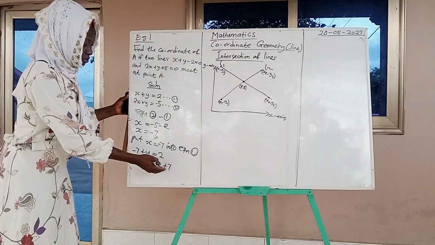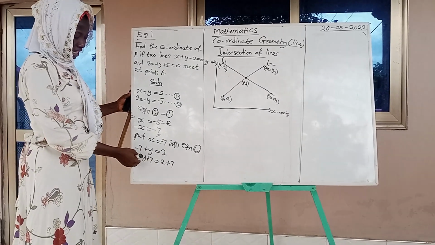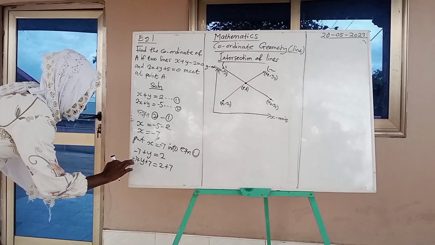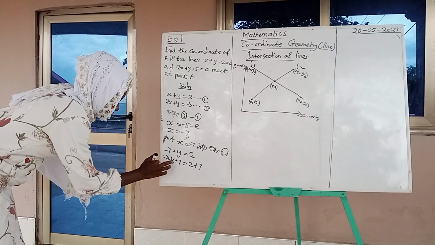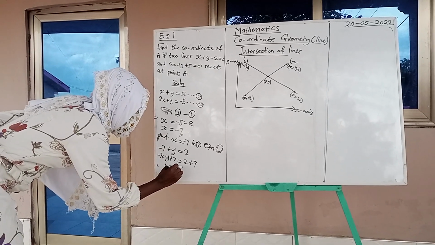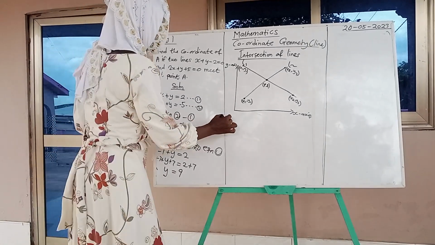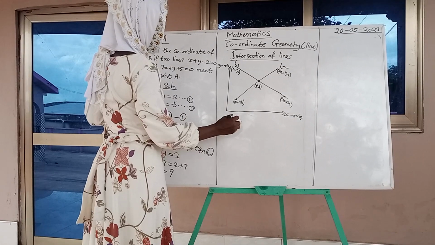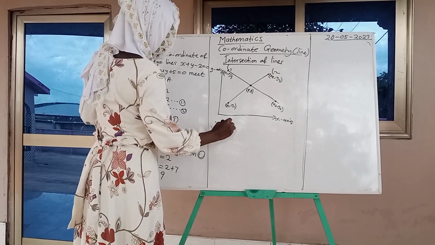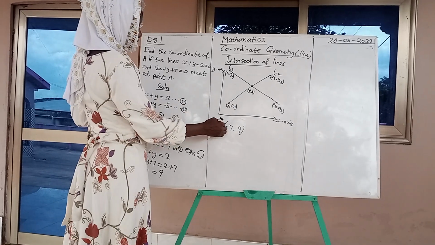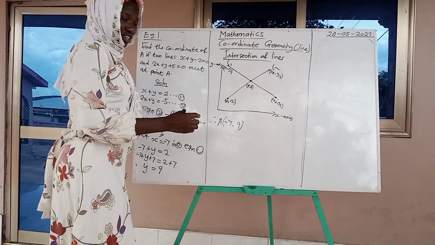So y, minus 7 plus y plus 7 is equal to 2 plus 7. Whatever you do on one side, you do the same on the other. So we are adding 7 to this side, and we are adding 7 here. Minus 7 plus 7 is 0. So we are going to have y is equal to 9. Therefore, the meeting point or the coordinate of A will be negative 7 and 9. So let's try another example.